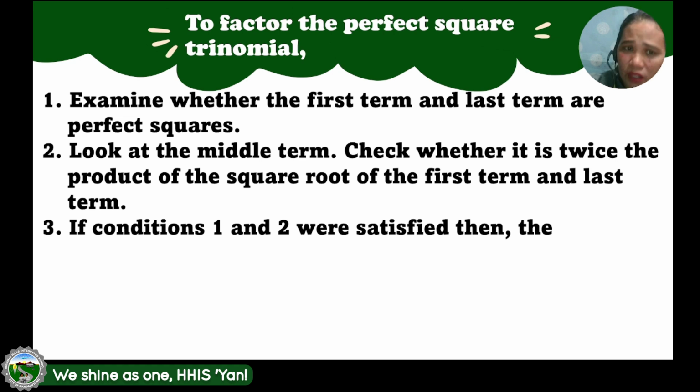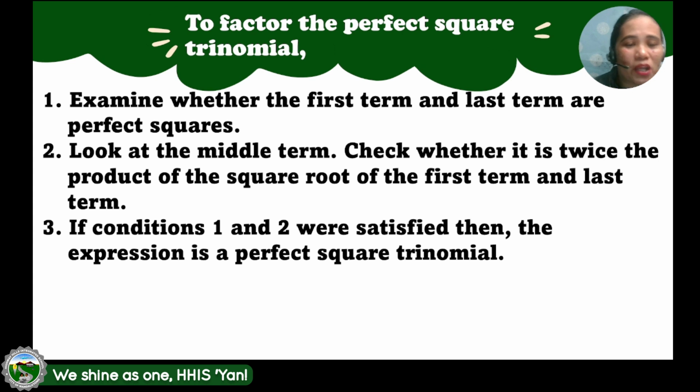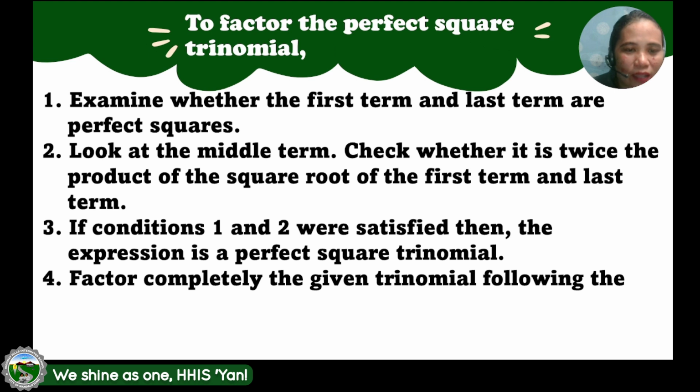Next, if conditions 1 and 2 are satisfied, then the expression is a perfect square trinomial. So, only two conditions lang po ang kailangan nating tandaan. The first and the last terms are perfect squares. Next, the middle term should be twice the product of the square root of the first and last term. Then that's the time that you can factor completely the given trinomial.